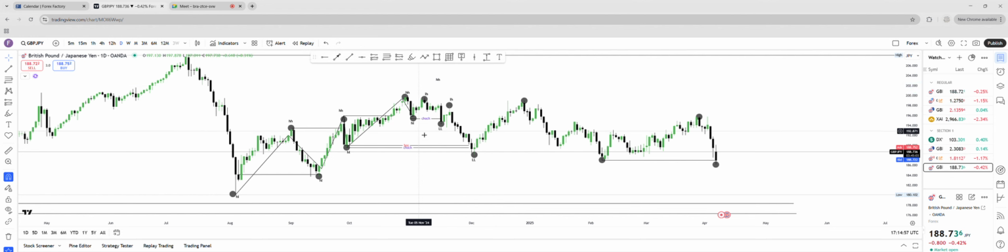Which means, where is the high coming from that broke the structure? This is the highest high. The high is coming from this. I don't know if you understand what I'm saying.